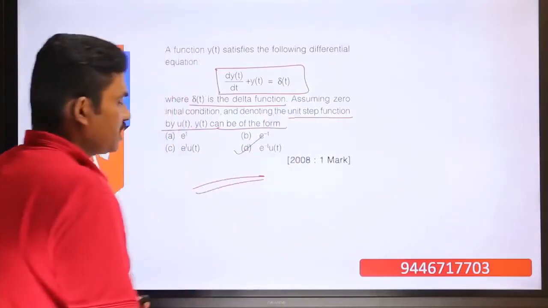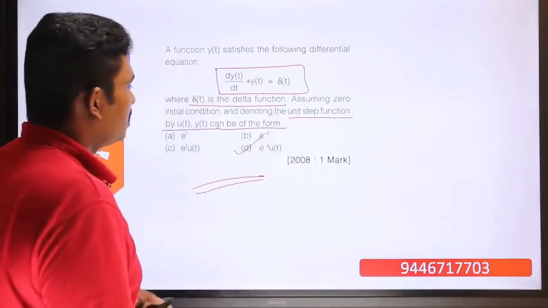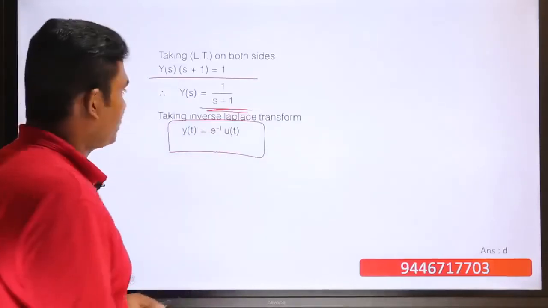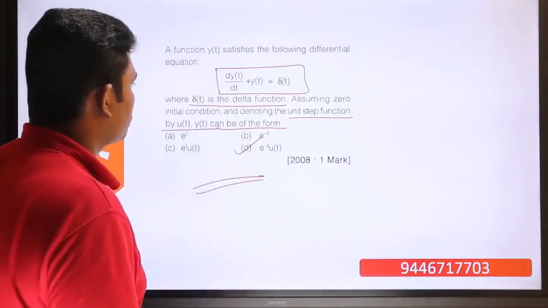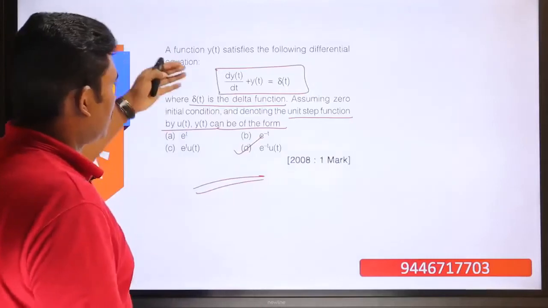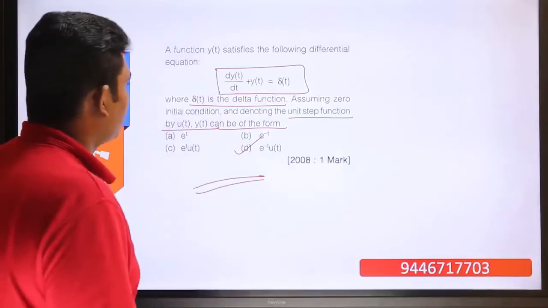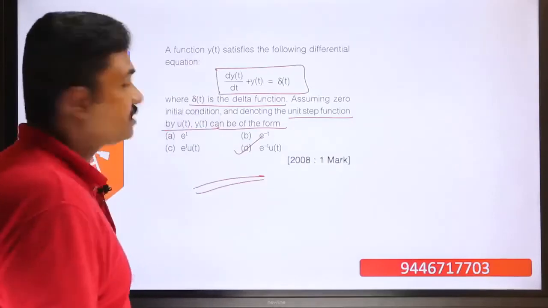Answer D is the option e raised to minus t u of t. So what is our answer? y of t is equal to e raised to minus t u of t. So this is a very simple question. But when we are reading the question, it will be a bit confusing and you may feel like it is very difficult to do this question.